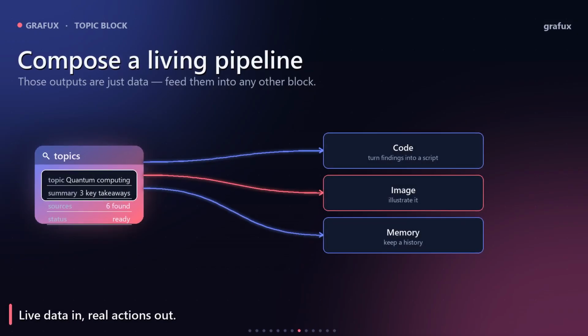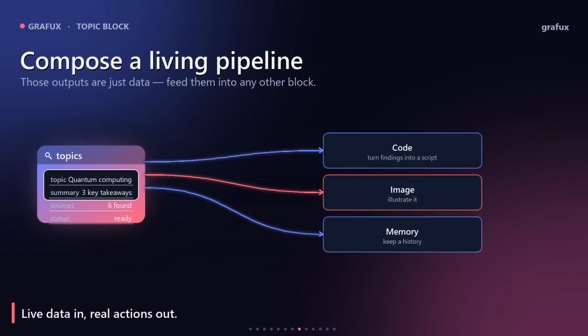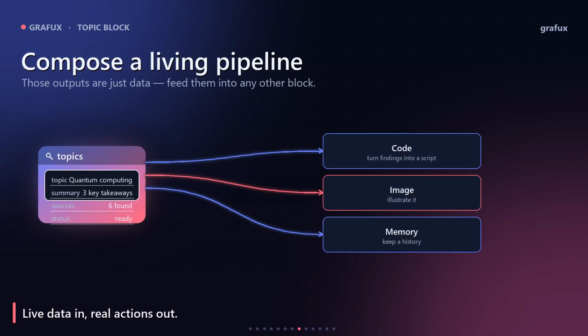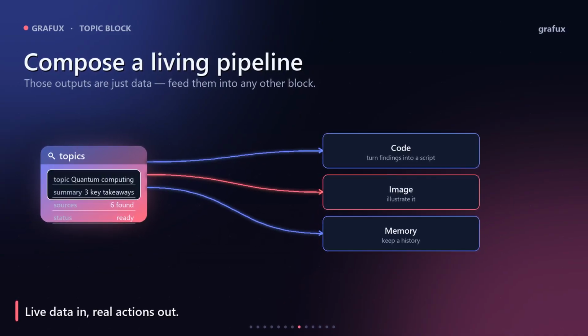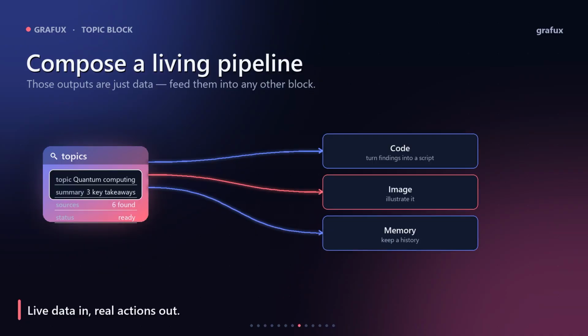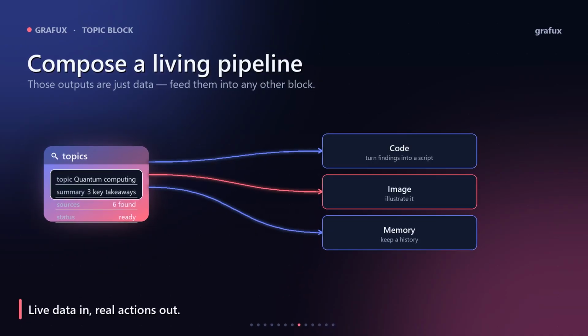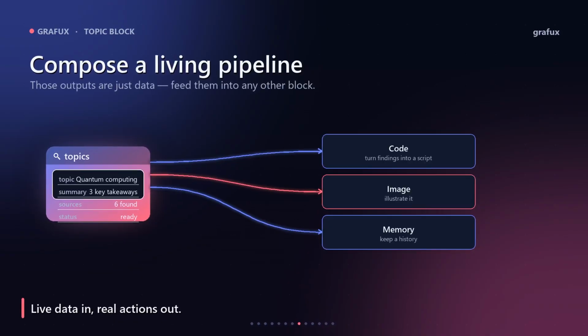And because those outputs are just data, the real power shows up when you compose. Feed the topic block into a code block, an image block, and a memory block, and watch the whole thing come alive. In minutes, you have built a living, breathing pipeline visually with zero code. Change one block, and everything downstream updates automatically, always in sync.